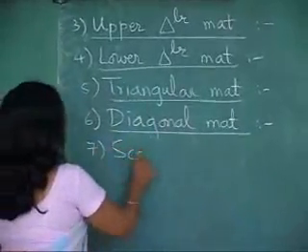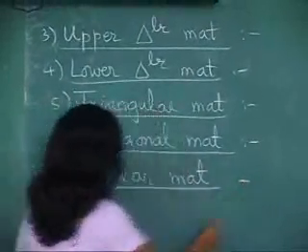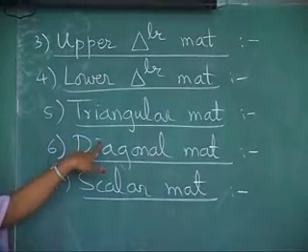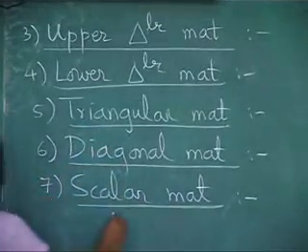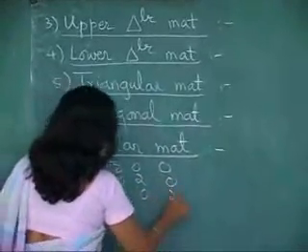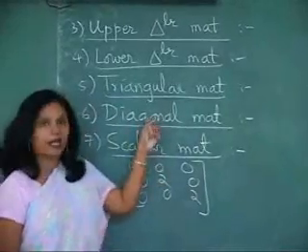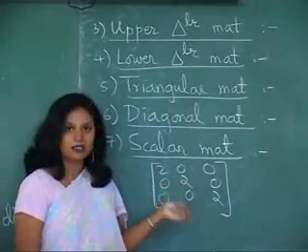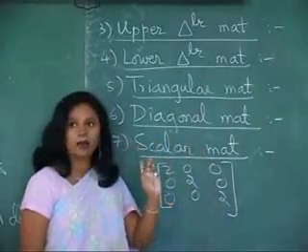Then we have what is called a scalar matrix. A scalar matrix is a diagonal matrix in which all diagonal entries are the same. So, for example, something like 2 0 0, 0 2 0, 0 0 2. This is a scalar matrix since first of all it's a diagonal matrix. All elements above the diagonal and below the diagonal are zeros, and all the diagonal elements are the same. Hence, it is a scalar matrix.